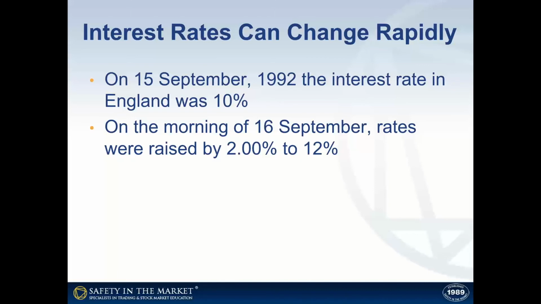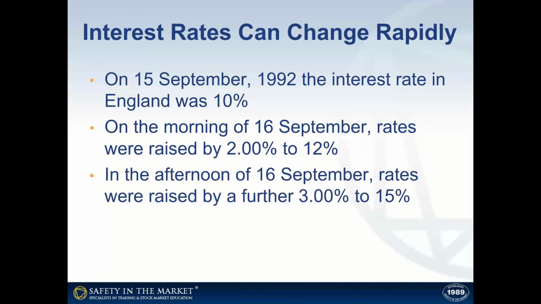This was a single day, and interest rates were raised by 2%, or the equivalent of 8 interest rate rises at once. And if that's not bad enough, in the afternoon of that same day, rates were raised by a further 3% up to 15%. So now you've got an interest rate that's gone up by 5% in a single day. If you've got a variable mortgage and your interest rate just went up by 5% in a single day, have a think about what effect that's going to have on your repayments.